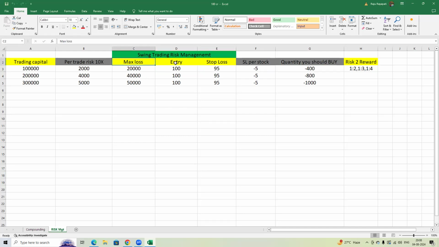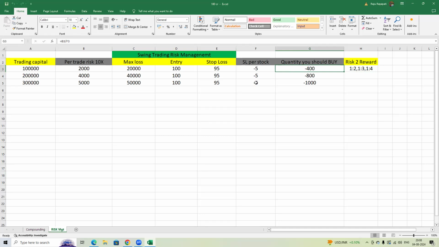The entry is at 100 rupees, and the stop loss is 5 rupees per stock. You enter 400 quantity, because the risk to reward is 1:2. Even if you lose all 5 trades, you are not going to lose more than 20,000. And if you are making 1:2, 1:3, 1:4 reward, you can take trades for 21 days straight, and even if your stop loss gets hit in more than 5 trades, you still have capital to recover.